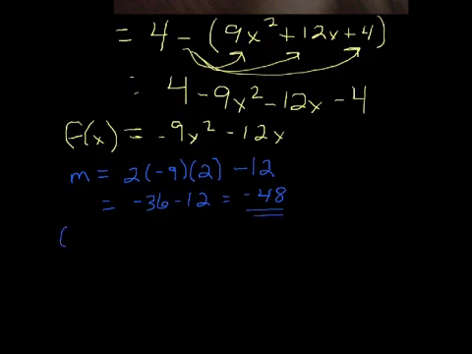Okay, so I know my slope, it's negative 48. I know my x is 2. I need my y coordinate. So you have to go to the original equation. This, though, you can plug it in right there.